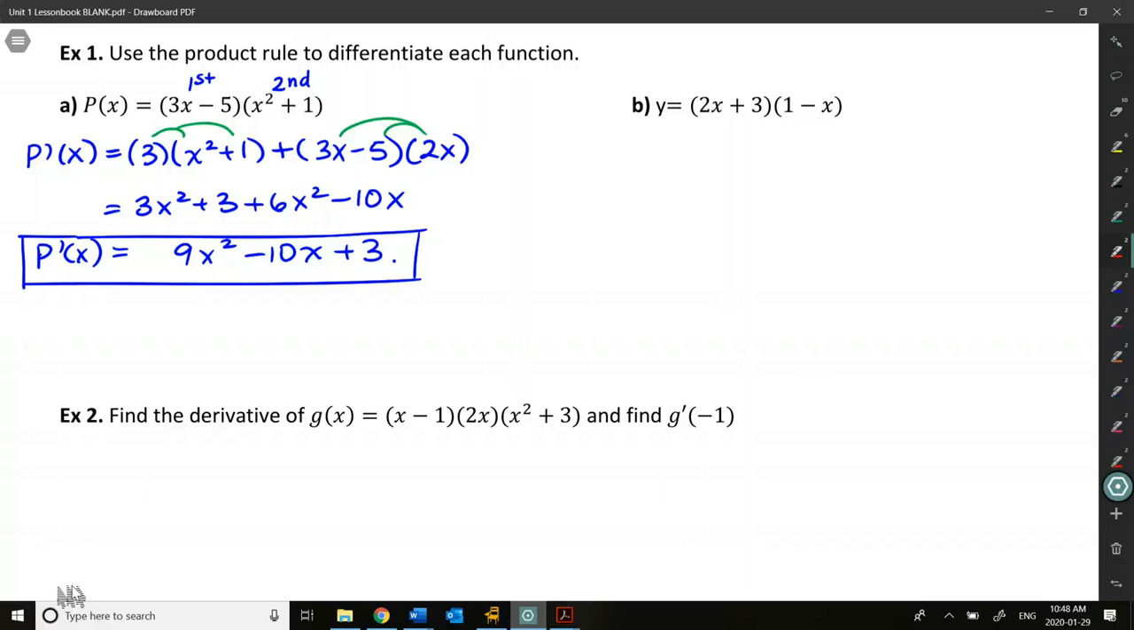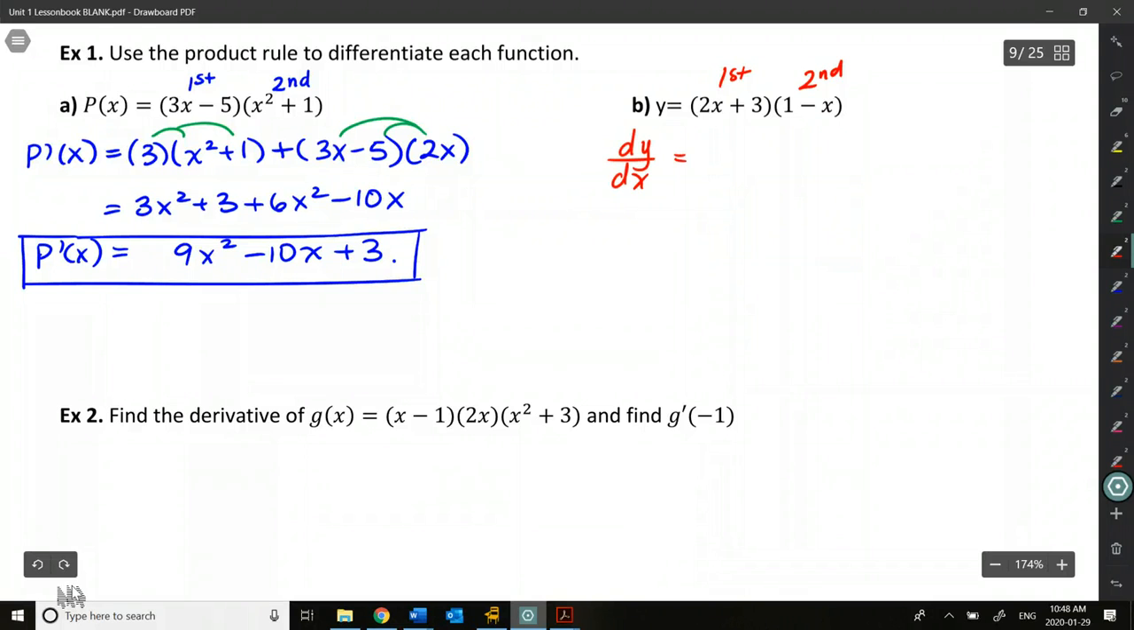Okay, second one. So this is going to be our first. This is going to be our second. Because this is y, we're going to use that dy over dx notation. Okay, derivative of the first, which is 2, times the second, exactly as it is, plus the first as it is, times derivative of the second, which is negative 1. Okay, and then just expand and simplify.